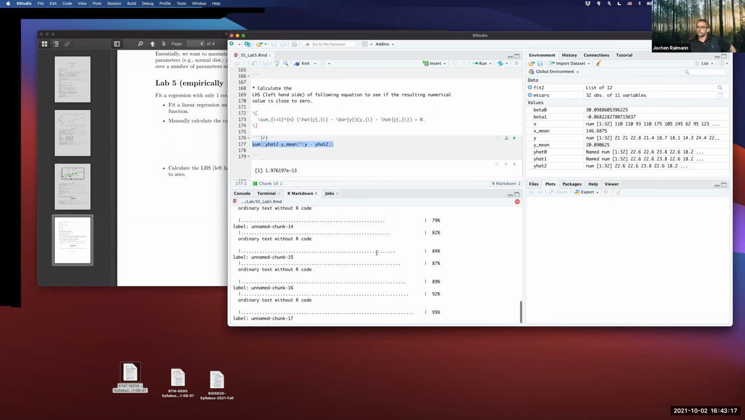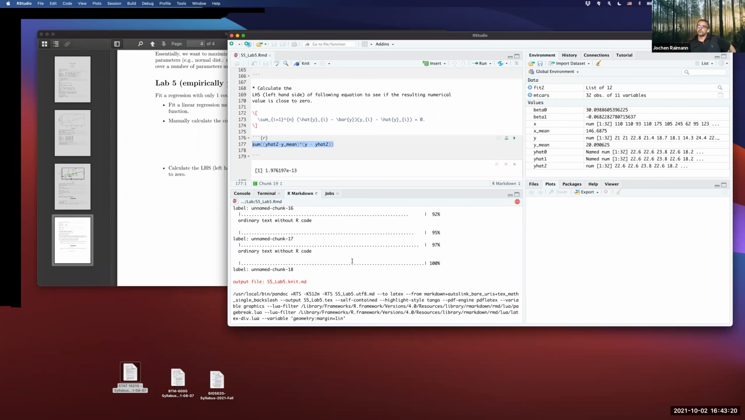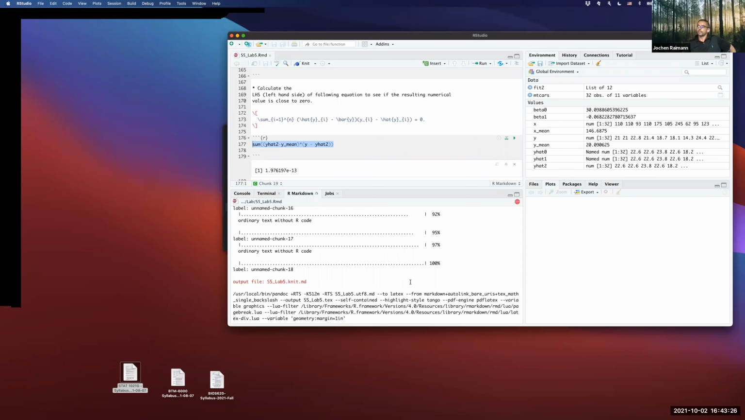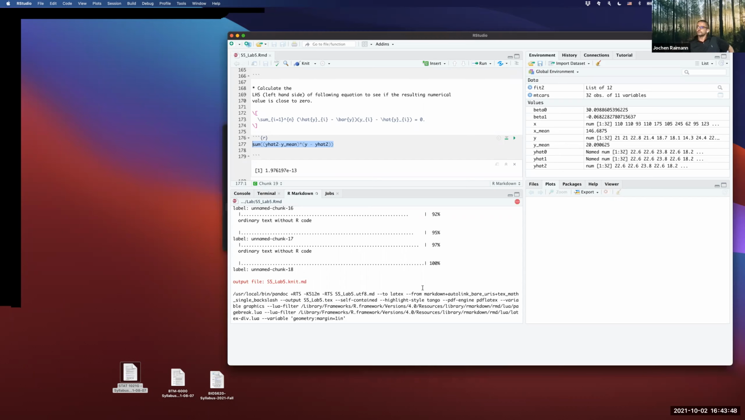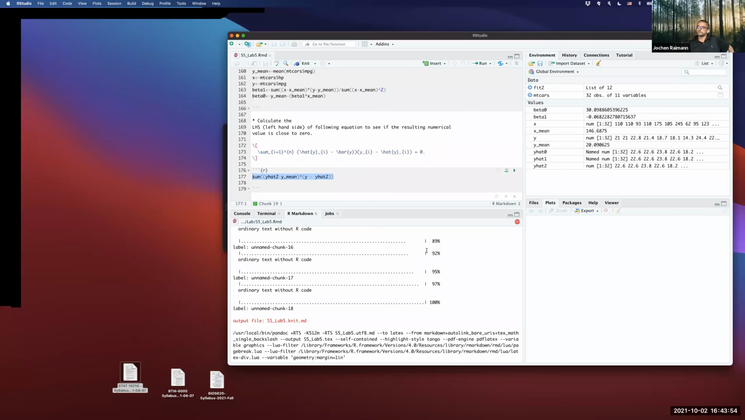Just waiting until the PDF comes out. It should be here in a second. So for those of you that can't run the PDFs, please just run it as an HTML. The outcome is the same. Okay, I don't know what the PDF is, it should come out in a second. Yeah, there we go.